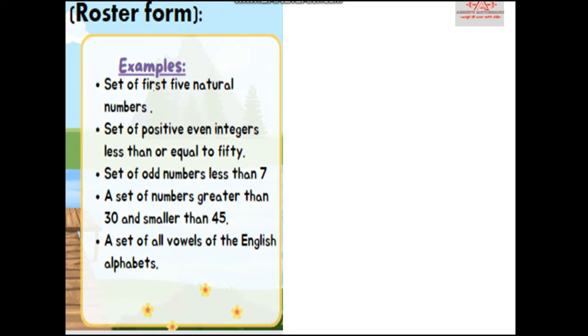Here you can see set of first 5 natural numbers is actually statement form. So how are we going to write it into roster form or tabular form? We give the name, equal to, and then curly braces. Natural numbers start from 1, so 1, 2, 3, 4 and 5, and then curly braces closed. So we have written the first 5 natural numbers and enclosed them in curly braces, and all these elements are separated by commas. Here you can see another statement, set of positive integers less than or equal to 50.